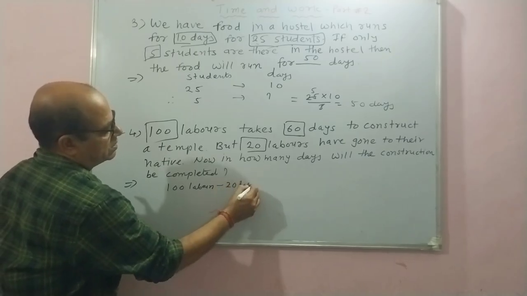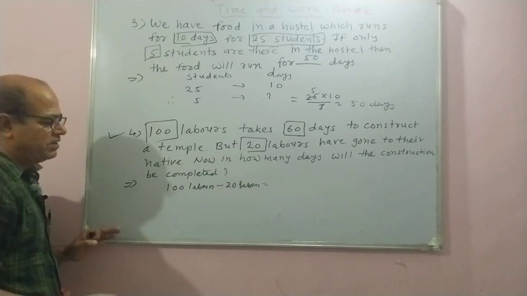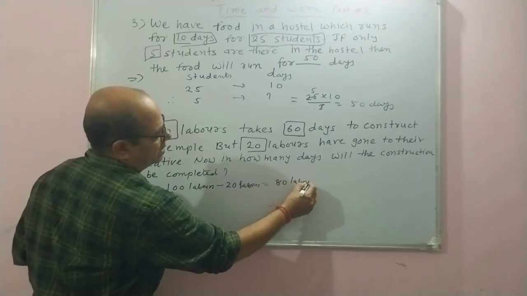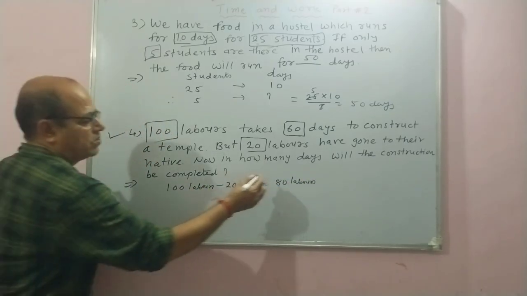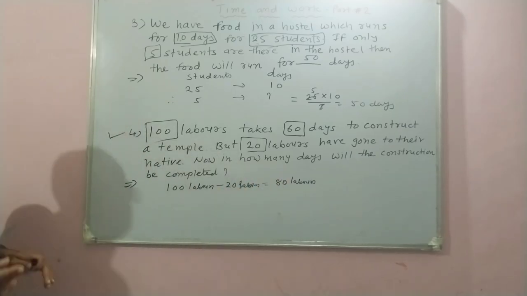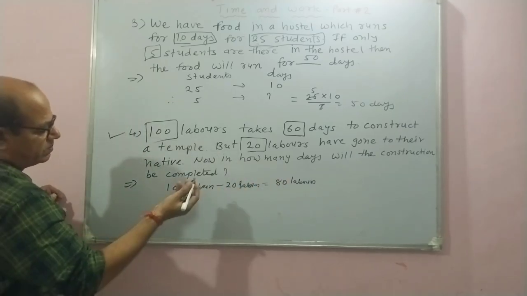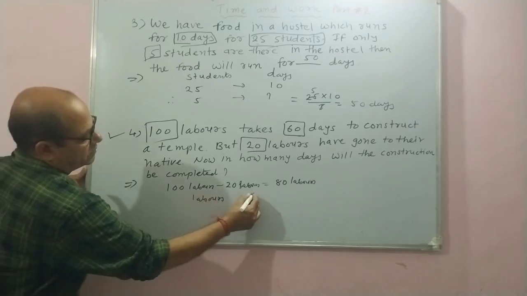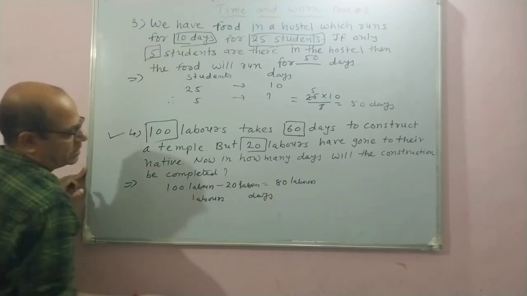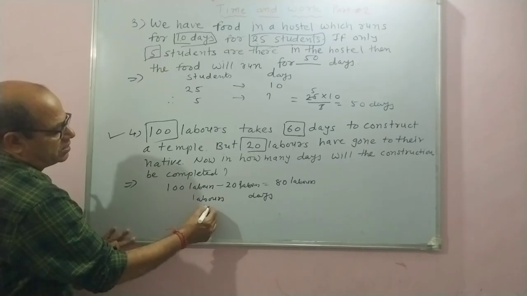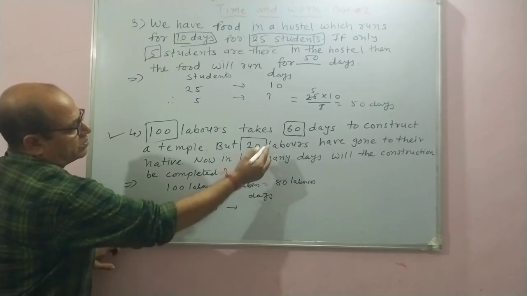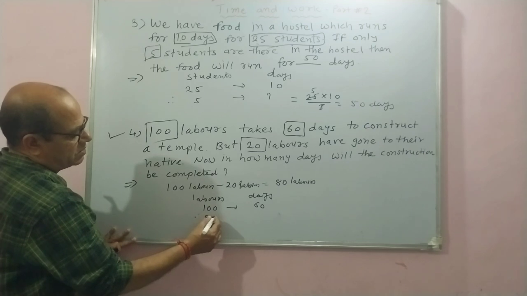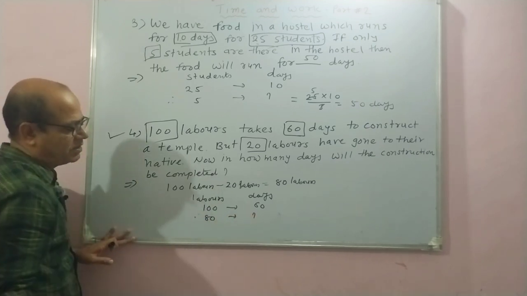Okay, how many are left? So 80. Now he has 80 laborers. 20 have gone. Now how will you do the sum? So here laborers will come, here days will come, right? First of all, 100 laborers were there previously. They were taking 60 days. Now they have 80 laborers. How much time will they take?